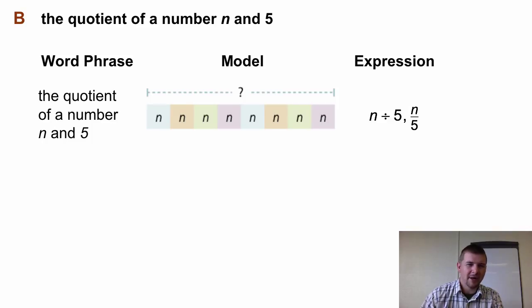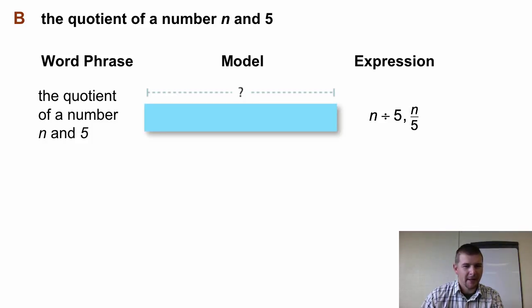Let's consider what the model in part B should look like. We'll begin with a rectangle, or bar, and the total length of that bar will be n units. Now we'll be dividing that bar, representing n, into 5 equal pieces, each of those representing n divided by 5. So our expression, n divided by 5, which note can also be written as n over 5, fraction form, is shown here.